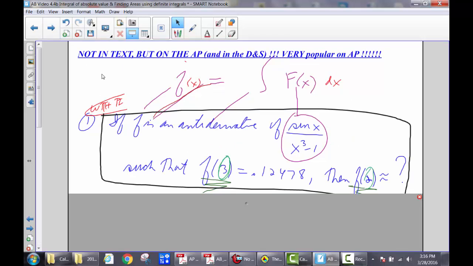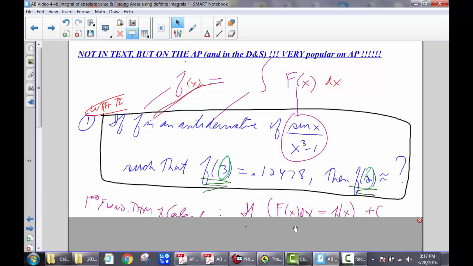Okay, this next couple of ones are not in the book, but they're very popular on the AP, and you'll see them in the DNS. This is very, very popular, okay? It says, if f is an antiderivative of this function, they're not saying f of x equals, they would have said f of x is the integral of this function. So little f is the integral of this function. I'm going to call it big F of x. And they give you little f of 3, and they ask you to find little f of 2.